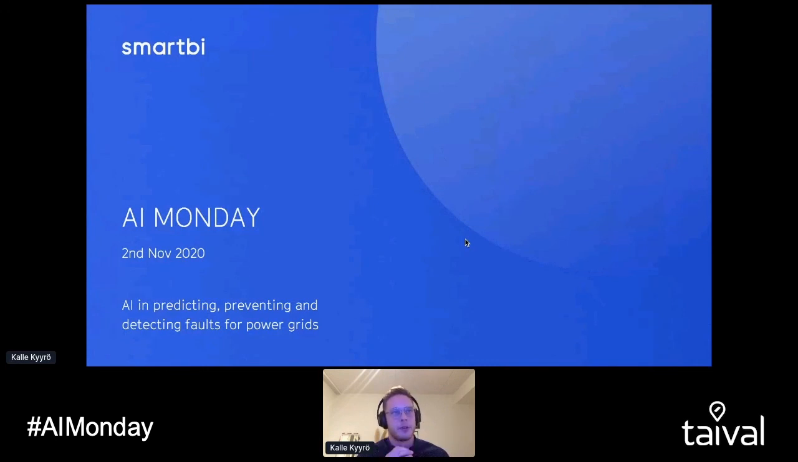At Smartbi, we have three main categories where we focus. First of all, different kinds of predictive analytics and predictive applications, different kinds of computer vision based applications, and third, natural language processing based applications. Today I'll be focusing mainly on the first one, predictive applications and predictive analytics. I will be covering a quite practical use case on utilizing predictive analytics for power grids and how to predict, prevent, and detect different kinds of faults and failures for power grids.